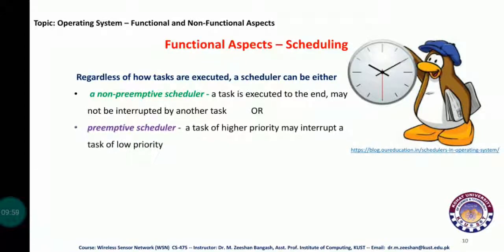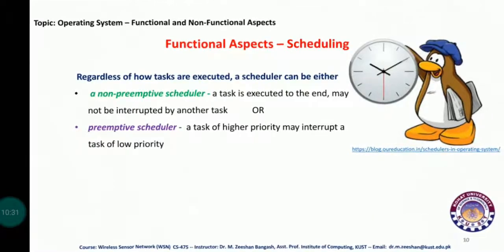Or the scheduler may be a preemptive scheduler: if a higher priority task is received, it interrupts, and a low priority task may be suspended for a while, and the high priority task will be executed. Then the low priority task will be resumed as per the schedule assigned for executing the remaining part of the process.